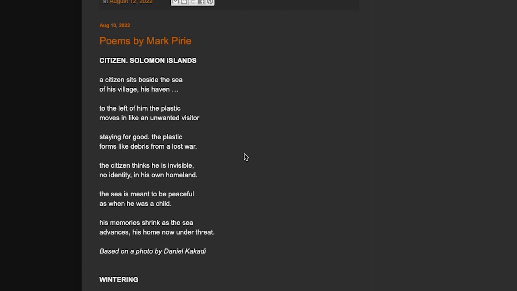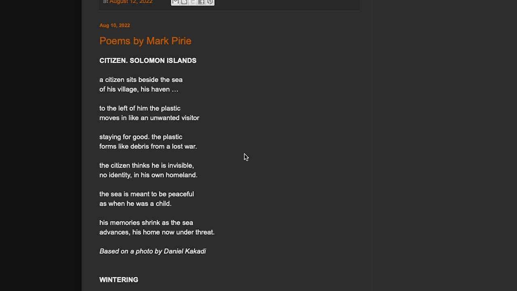Citizen sits beside the sea of his village, his haven. And there's an ellipsis. I'm not sure why there's an ellipsis here. It just kind of continues on. Not sure if we need one there, but it's kind of spacing that we have in between the lines. But continuation. So citizen sitting beside the sea of his village, his haven. So in the islands, somebody sitting by the water.